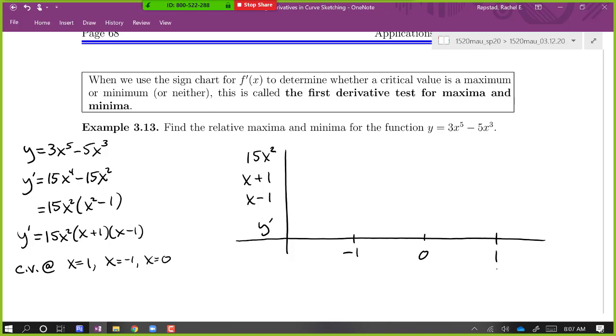Now we just fill in each row. The 15x squared is 0 when x is 0, but it's positive everywhere else because it's a square. X plus 1 is 0 at -1. And if I plug in something less than -1, like -10, it'll be negative. And if I plug in something greater than -1, like 0, it'll be positive.